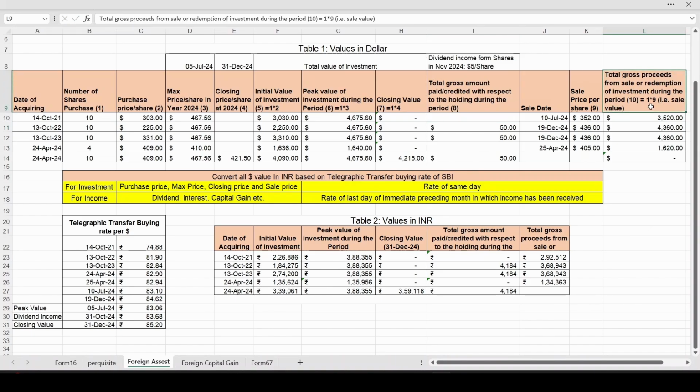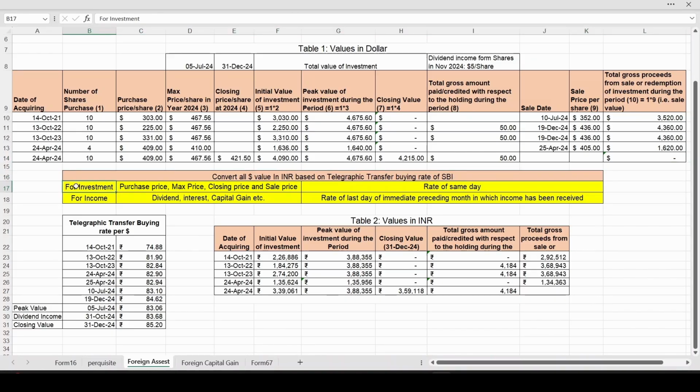Next is gross proceeds, that is the sell value. So our sell value would be the number of shares multiplied by the sale price per share, and for the last it would be 0 because we didn't sell the shares. My first table's values are in dollars, but in ITR all values go in INR. So for the conversion of dollars into INR, we will use the telegraphic transfer buying rate of SBI.